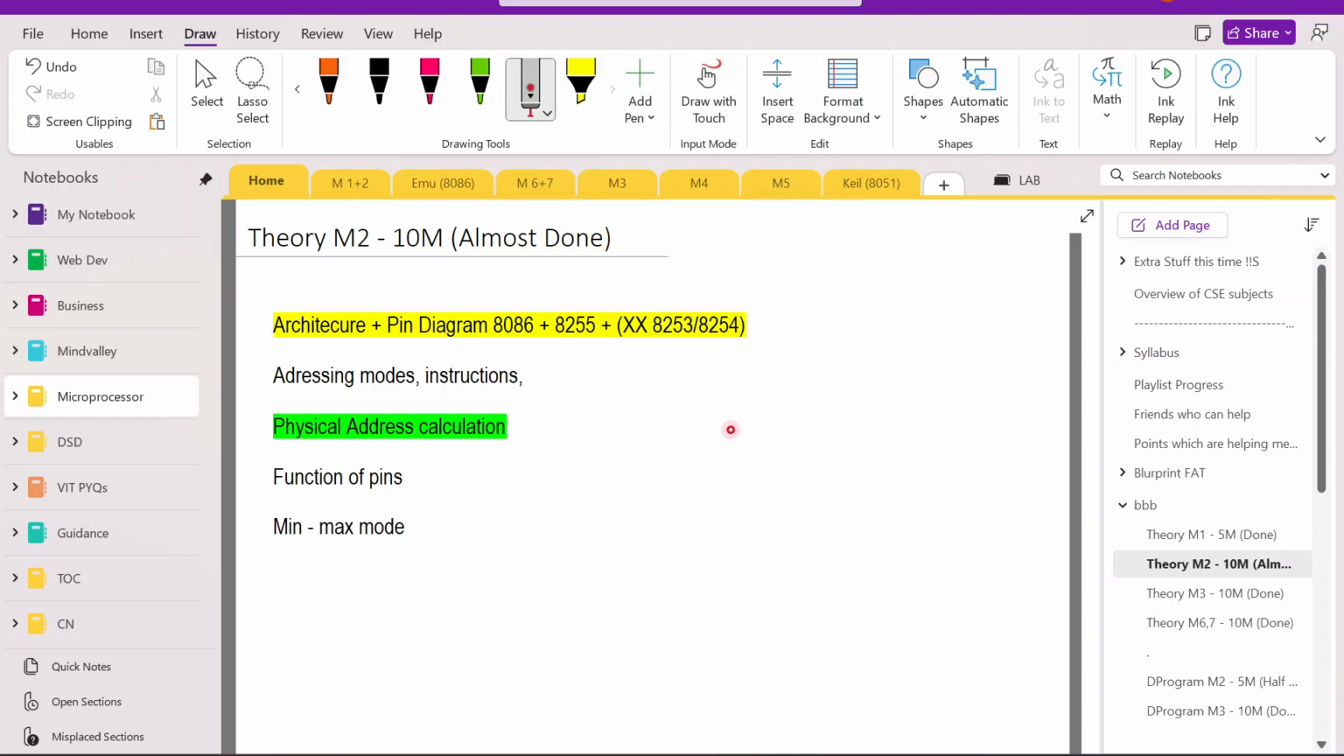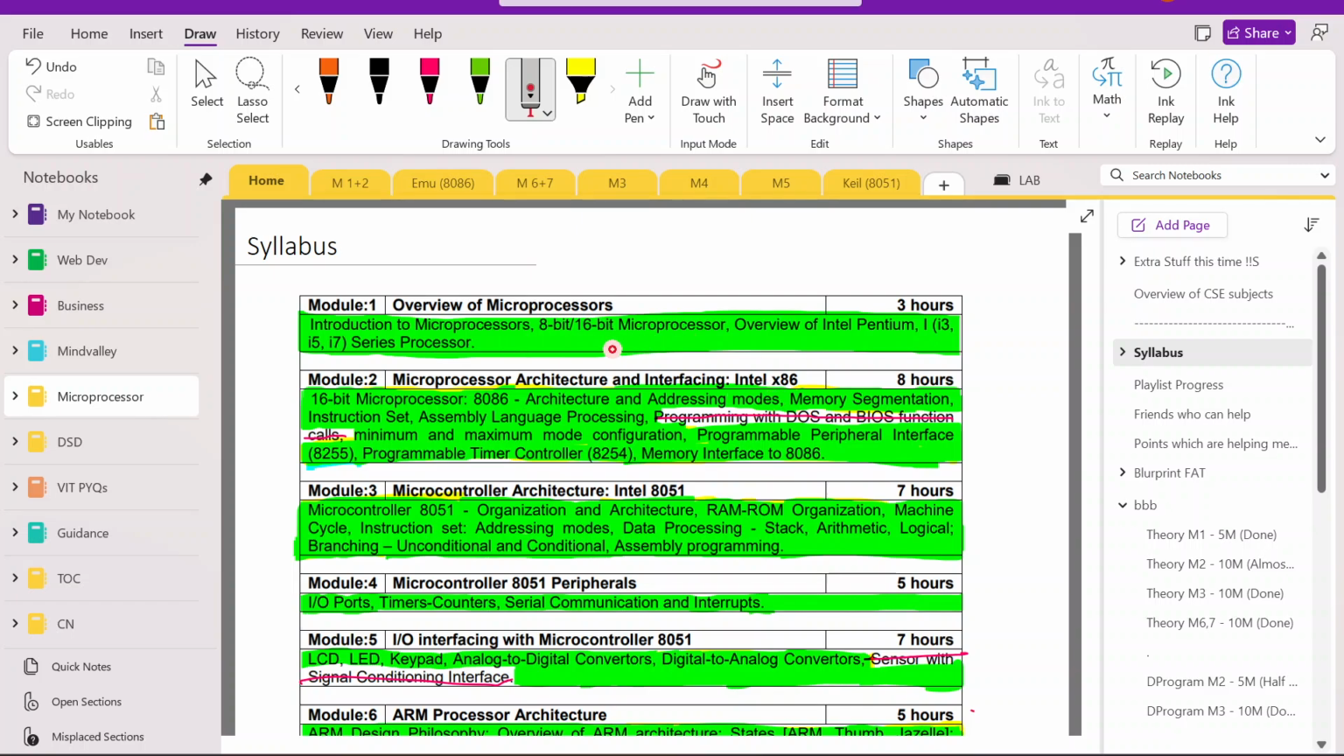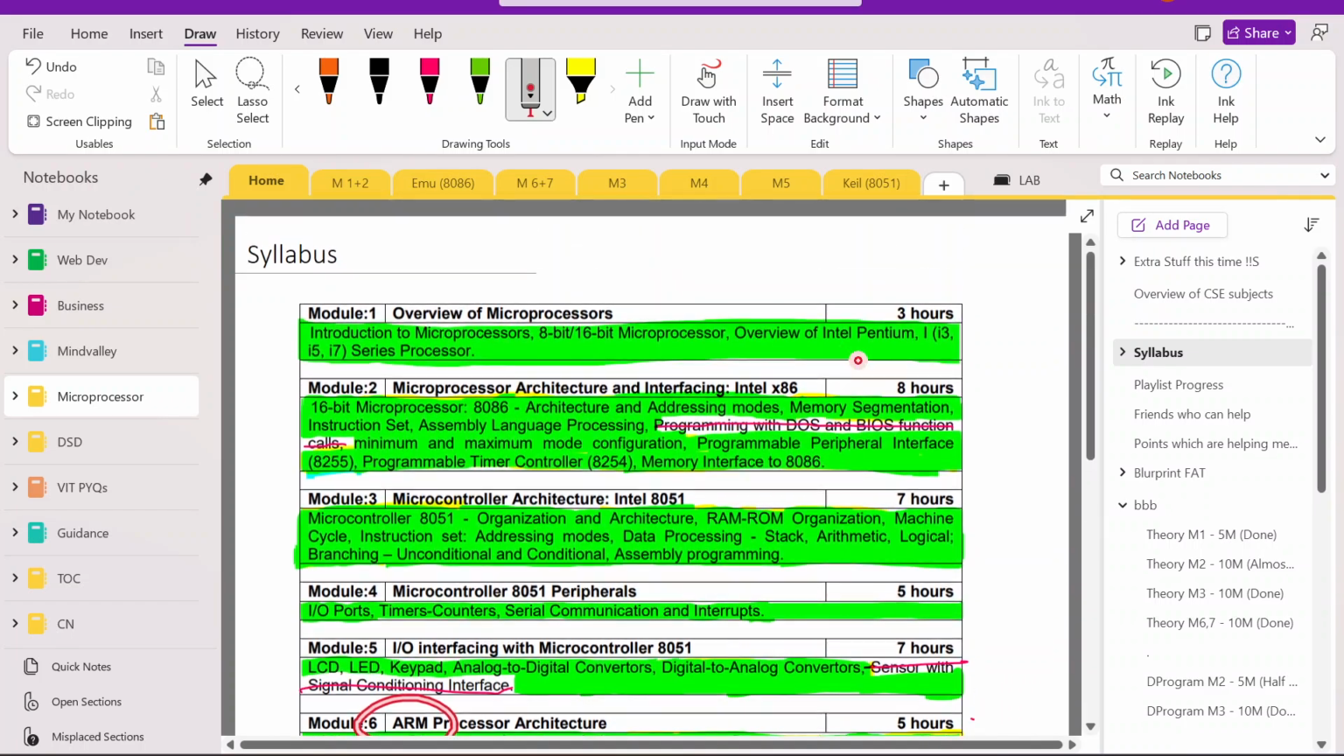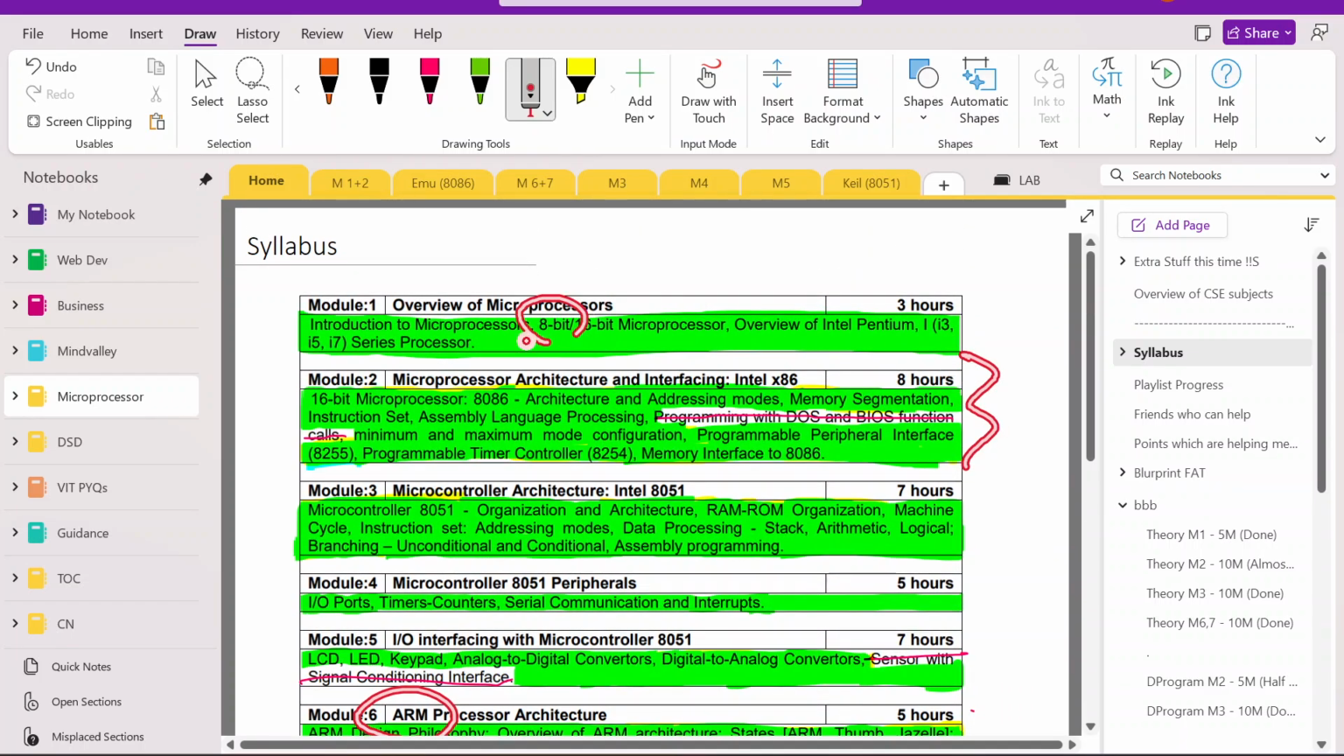This is the first processor we are studying, 8086, which is the advanced version of 8085. We need to study three processors, that is 8086, 8051, and ARM. Basically the first processor is the advanced version of 8085, as we saw in module 1.